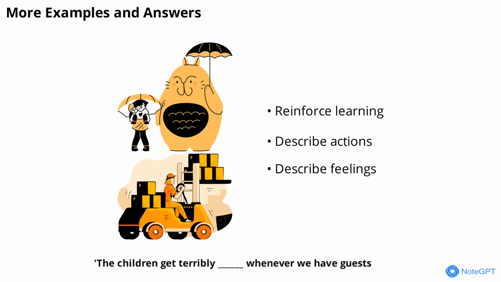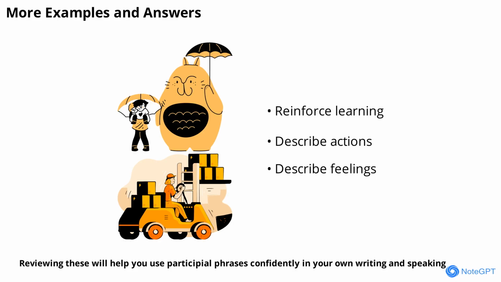"The children get terribly [blank] whenever we have guests." The answer is excited. "He lived alone, [blank] by everybody." Here, forgotten is correct. These examples show how participles can describe actions, feelings, or states. Reviewing these will help you use participial phrases confidently in your own writing and speaking.